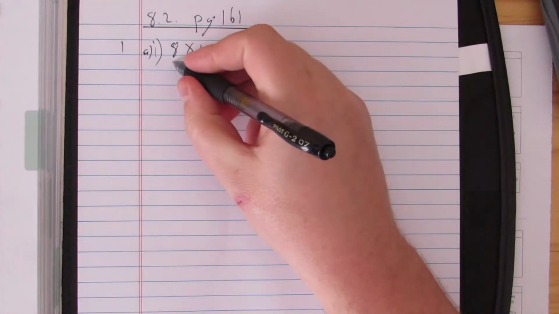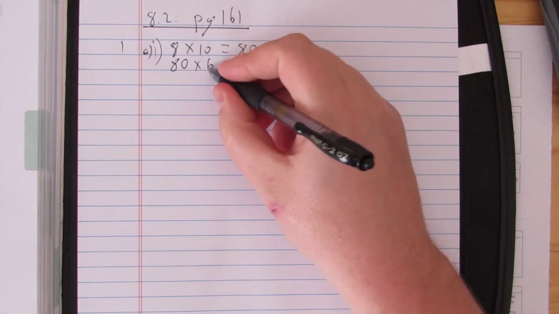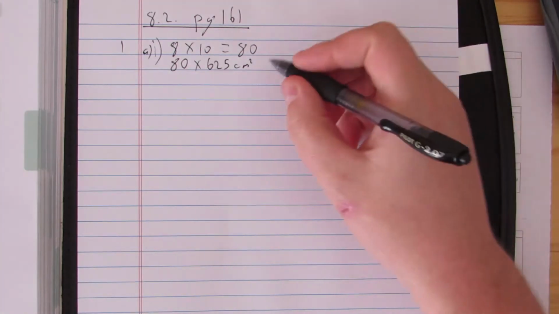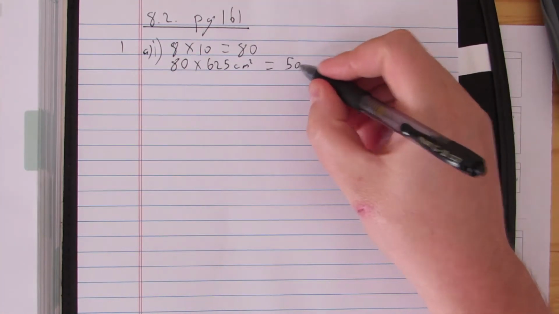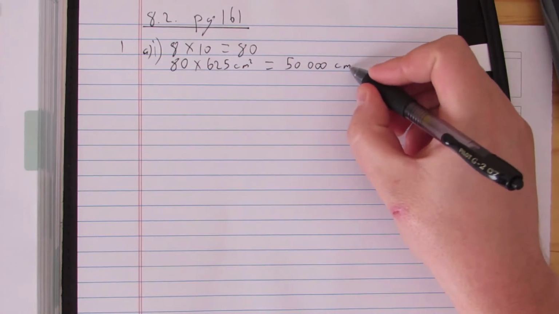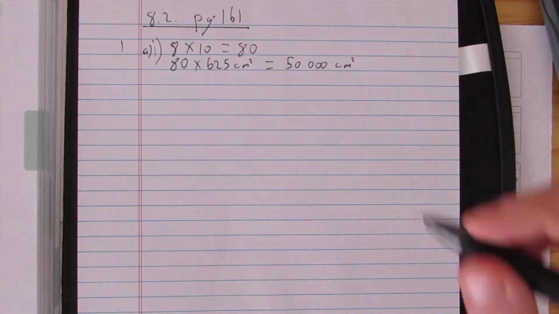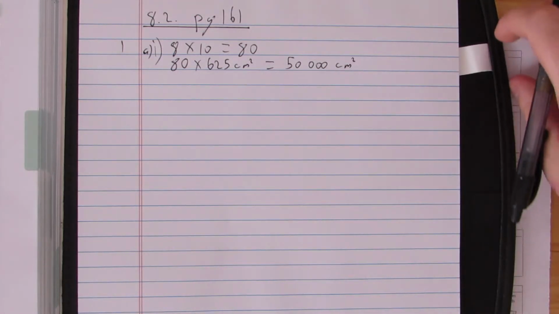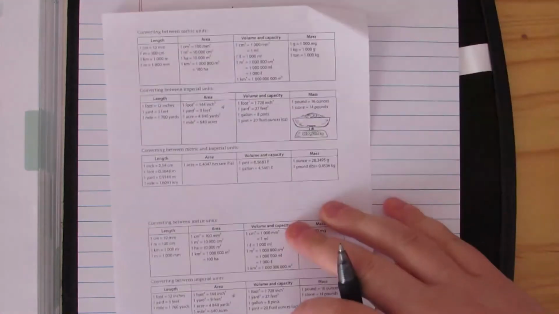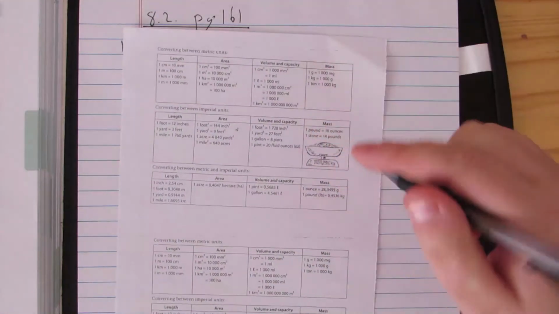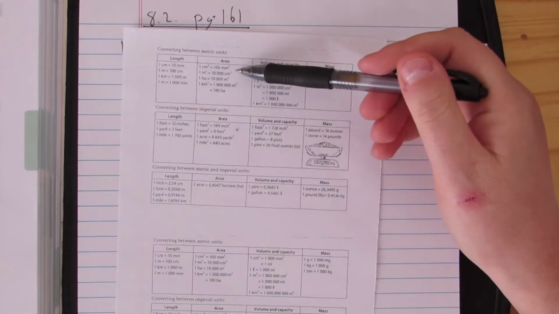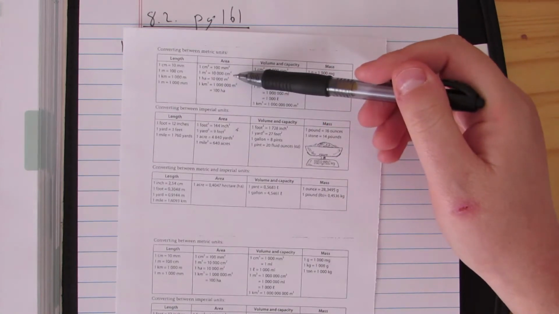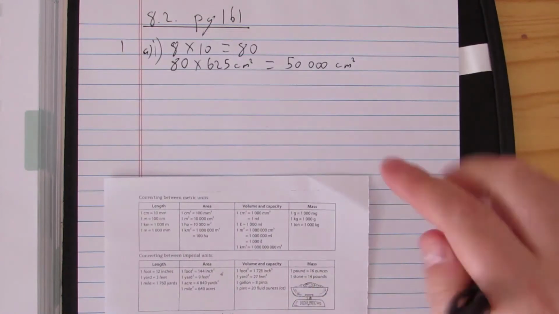Now we know that each of these 80 blocks is going to be 625 centimeters squared. That means that what I actually have is 50,000 square centimeters. Now the question asked how much it would be in square meters, so I'm going to use something that we used at the beginning of the year for our conversions. I've got my little piece of paper here with my conversions on it. I look at my area, square centimeters to square meters. I've got 1 square meter is 10,000 square centimeters.